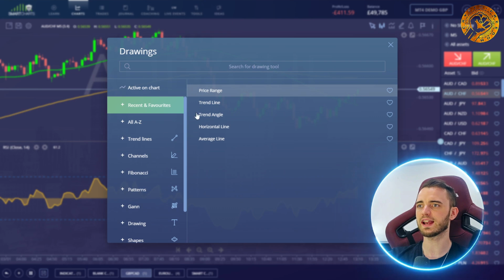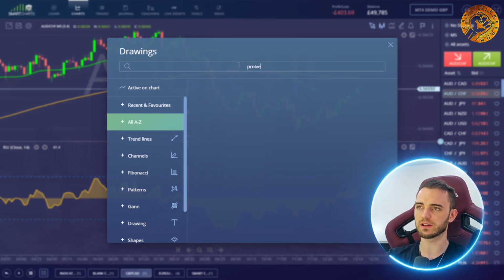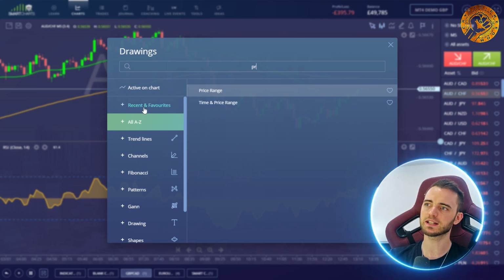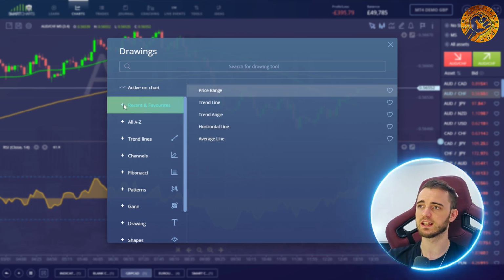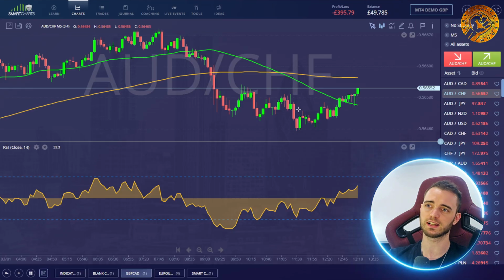So yeah, let's just draw that in right now. We've got price range here. If you do want to find price range, you can just type it in here at the top. Very easy, okay? But one thing I love about SmartCharts is they just save your recents here, so you can just click them again, okay?